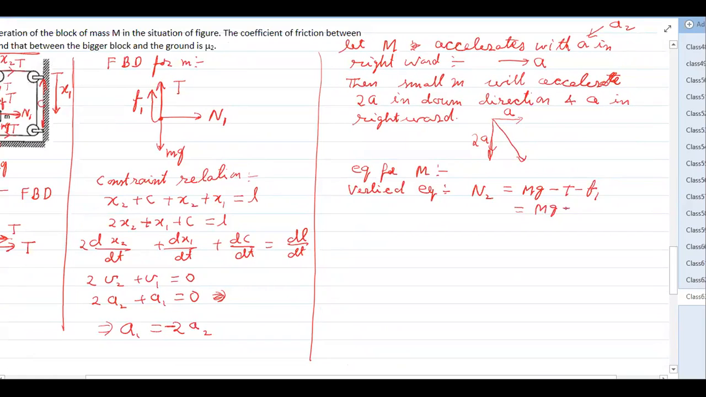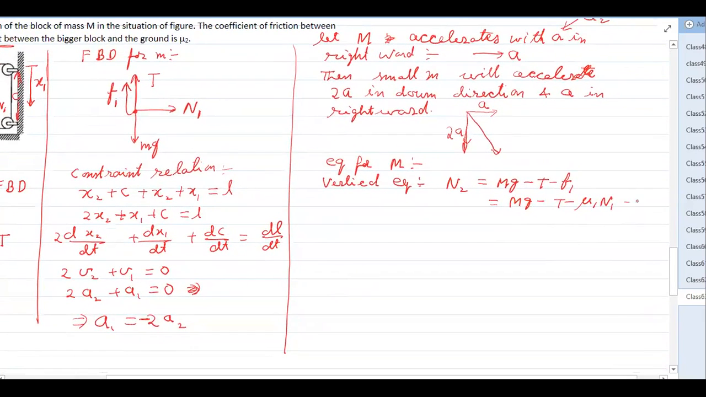And F1 we can put the values. So F1 will be what? Mu1 times N1. Since it is sliding, we can put the maximum value. Okay, so this is equation 1.